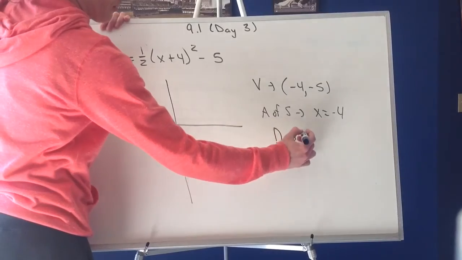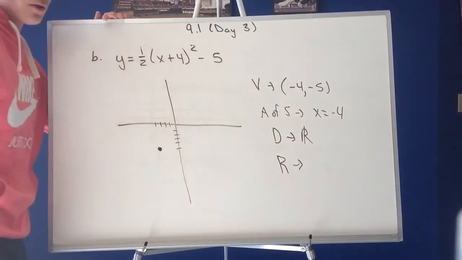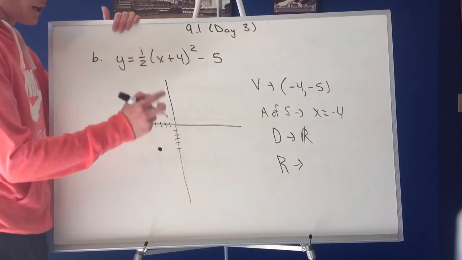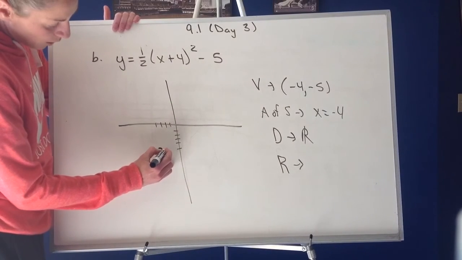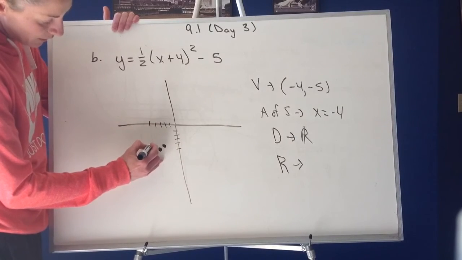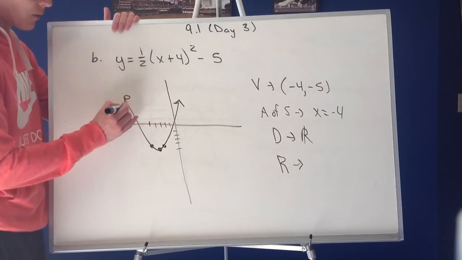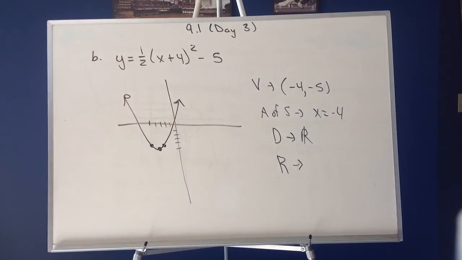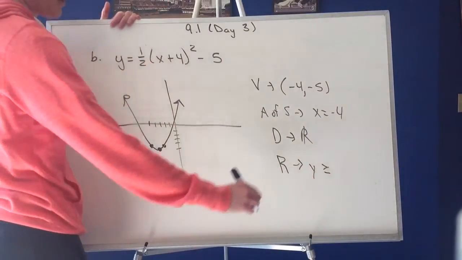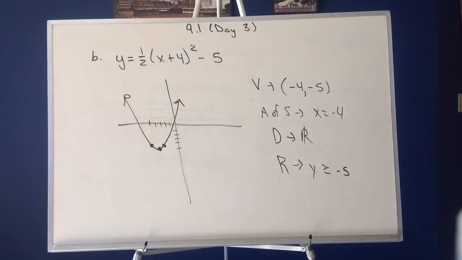My domain is always all real numbers, so I don't have to worry about changing that. And again, we don't want to get the range until we finish graphing it. This one has a positive 1/2 for the a. So that means when I go over 1, I'm only going to go up 1/2. Same on the other side. So this one ends up being wider, which is exactly what we would expect with the 1/2. Since this one's going up, our range is y is greater than or equal to negative 5, because that's the lowest point, and then we're going up from there.